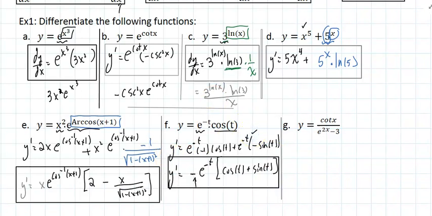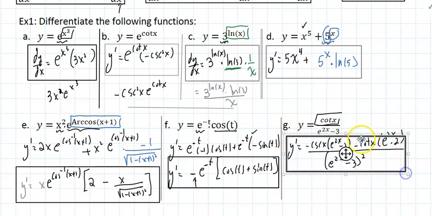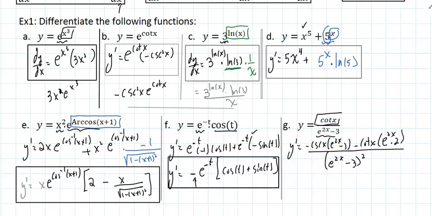This is all I need. And G has the quotient rule: the derivative of the top, that's negative cosecant of x, times the denominator, minus the top, the derivative of e to the 2x minus 3, the derivative of e to the 2x is e to the 2x times 2, all over the denominator squared. And there it is. Again, you could clean it up a bit, but that's a fine answer right there. You could factor, actually not in this case. In this case, that's the answer.